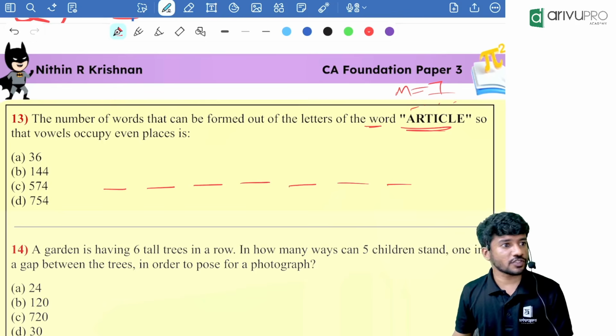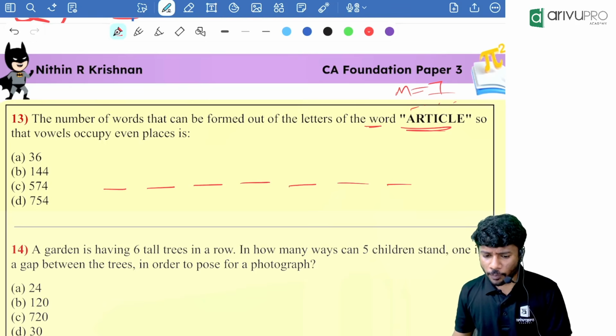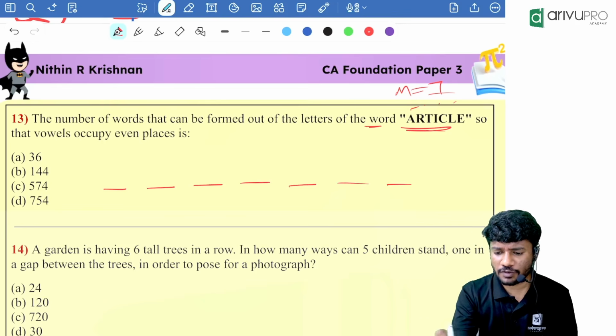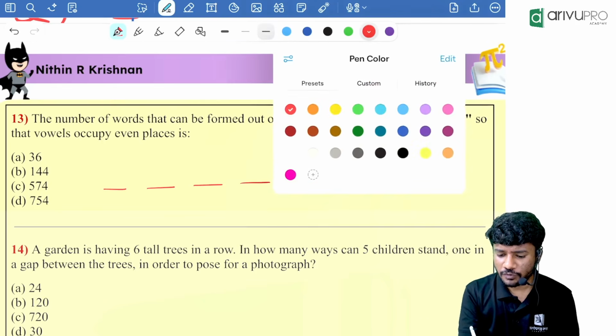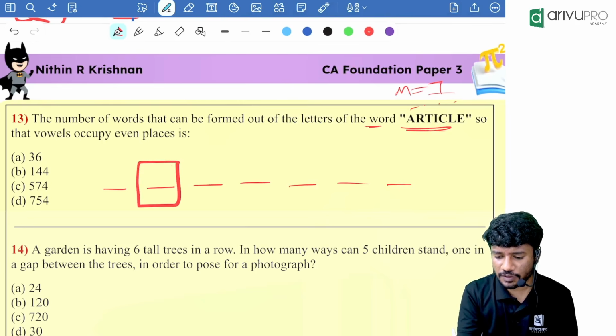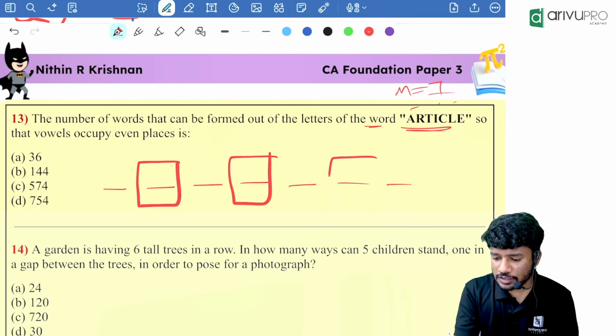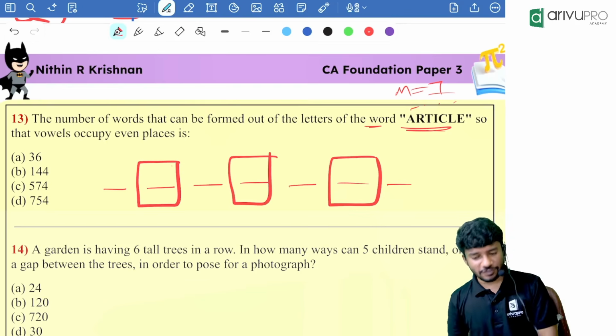Now the question is, how many arrangements are there in which the vowels occupy even places? Even places means how will you write it? Which are the even places? This is an even place, then this is an even place, then this is an even place. These are the even places.